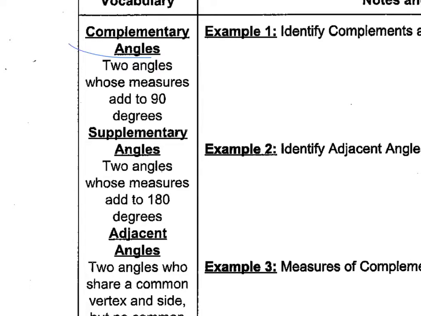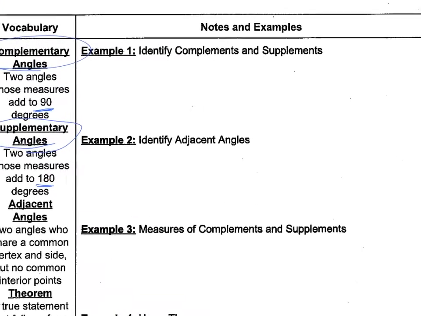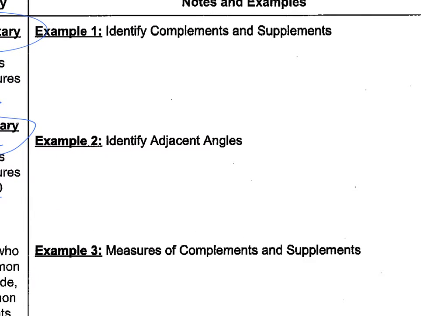With complementary angles, you're talking about two angles that add up to 90 degrees, and supplementary angles are two angles that add up to 180 degrees. So, for example, example number 1 says identify complements and supplements.